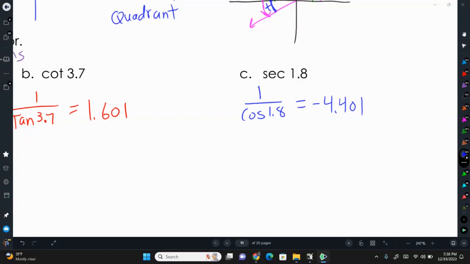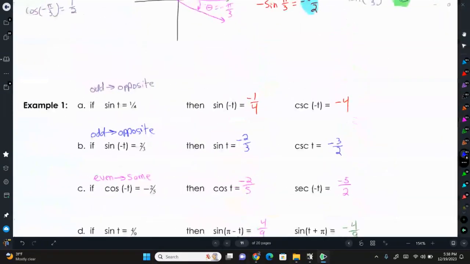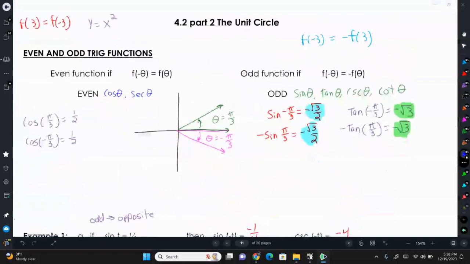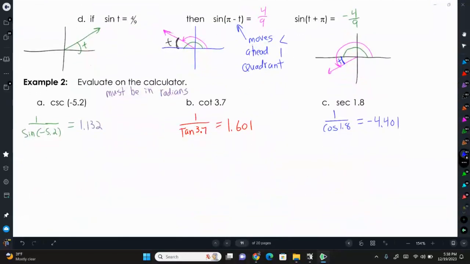All right, so with this lesson, we talked about the shortcuts of using the even and odd functions that helps us in some instances evaluate without having to do coterminal angles. And then we learned how to use our calculator.